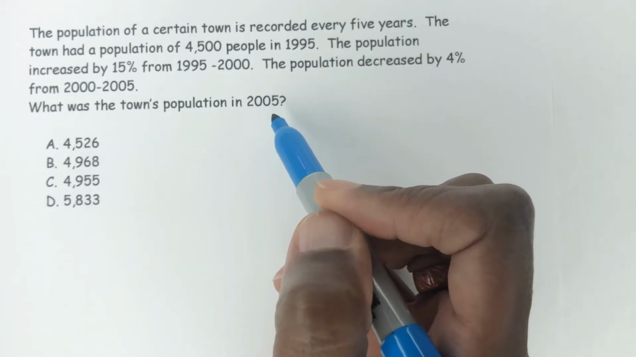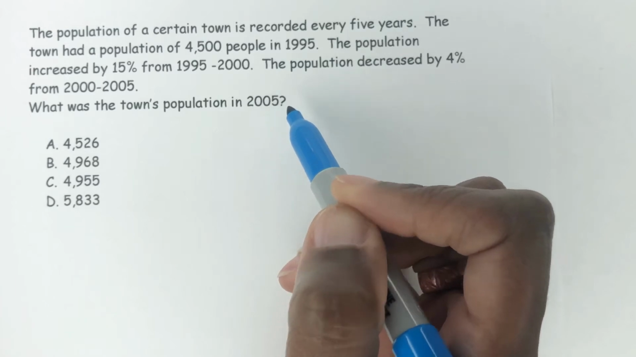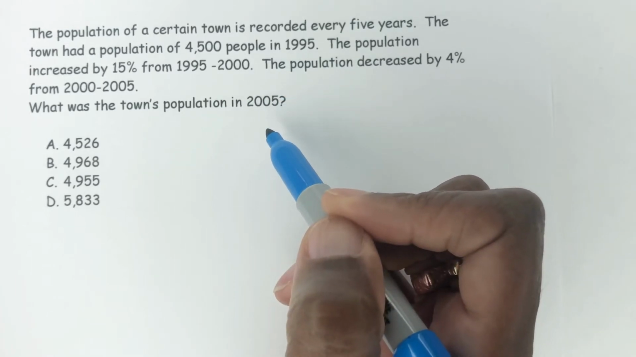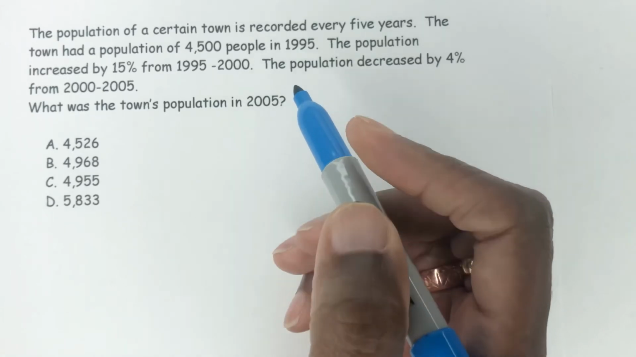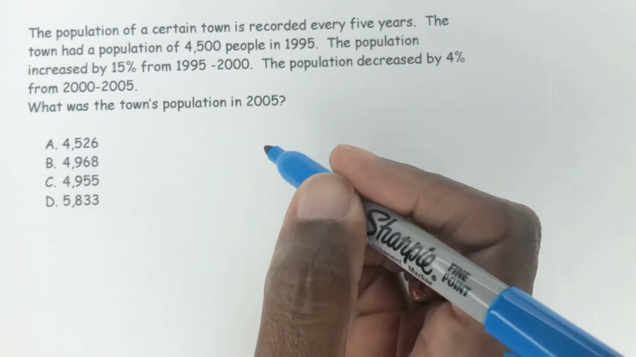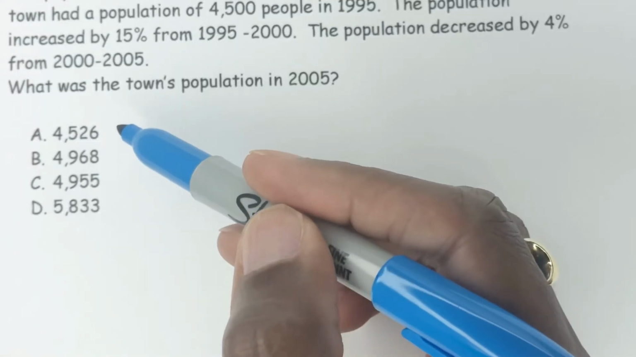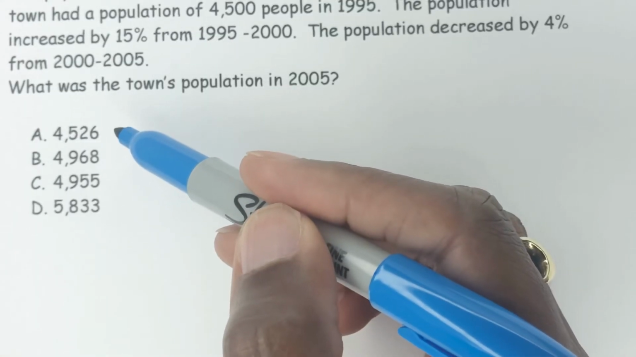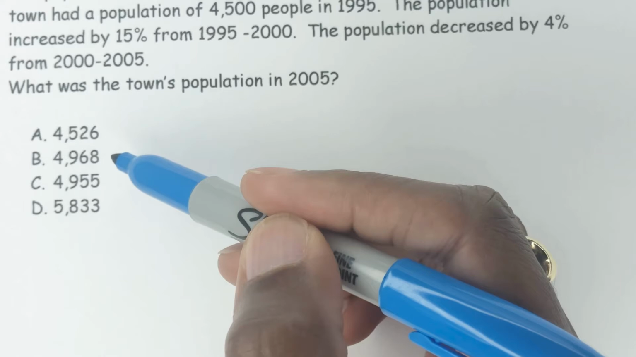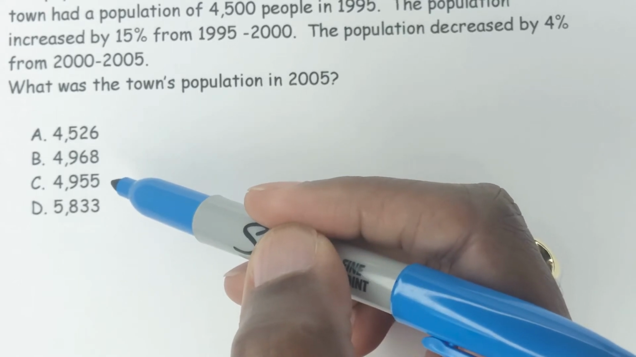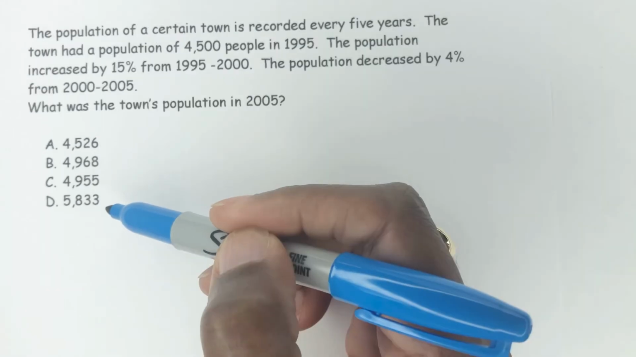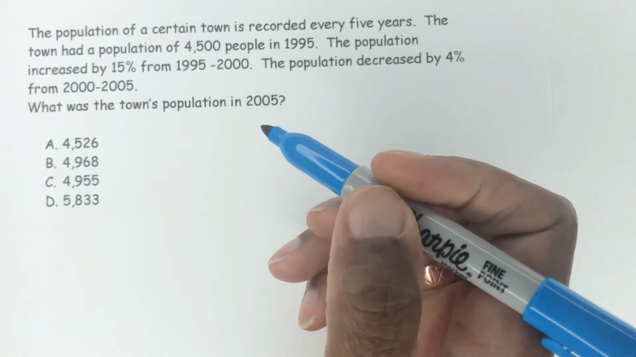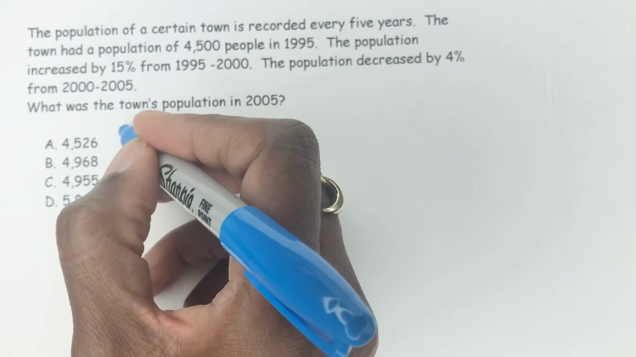So this is one of the typical questions where it's very wordy, and what you have to do as the student is break it down, right, one by one, piece by piece. So we have our choices, which are 4,526, 4,968, 4,955, or 5,833. What's the first thing we have to do? Well, the best thing I would say is to write everything out, right?